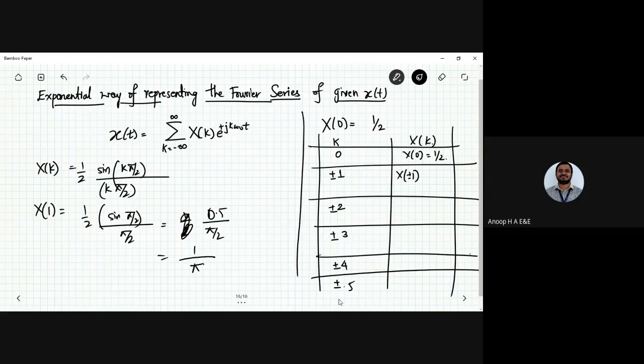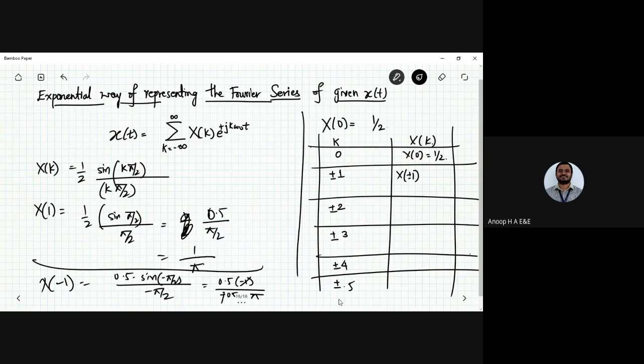Now similarly, what is x of minus 1? So x of minus 1 would be 0.5. I have written 1 by 2 as 0.5, sine of minus pi by 2 divided by minus pi by 2. So 0.5 sine of minus pi by 2 would be equal to minus 1. That should be equal to minus 0.5 into pi. With the negative sign being cancelled and the 0.5 being cancelled, that should be equal.